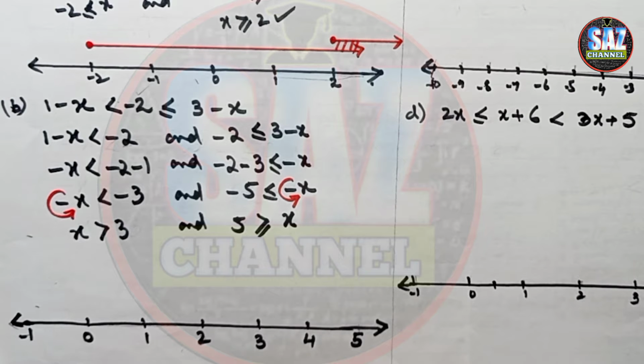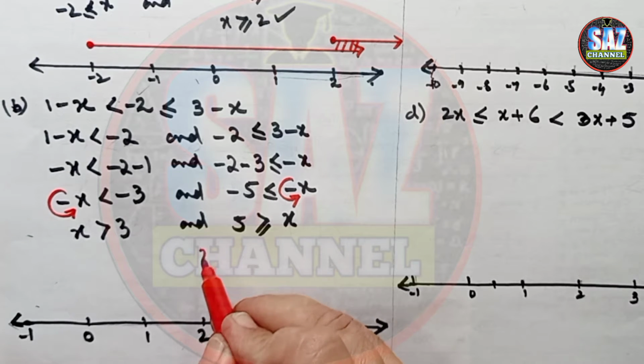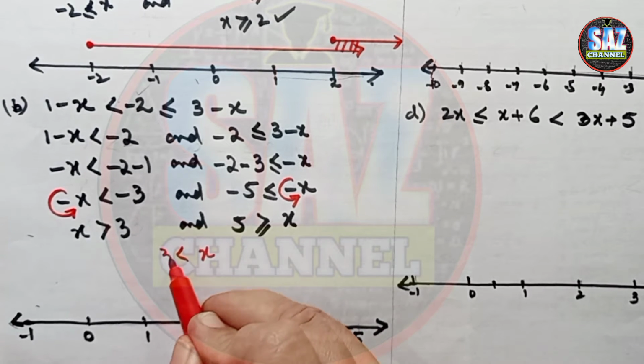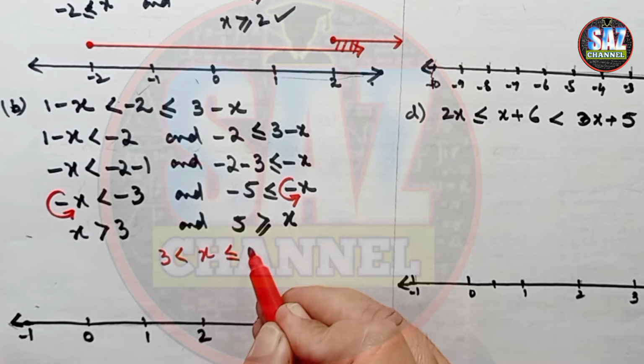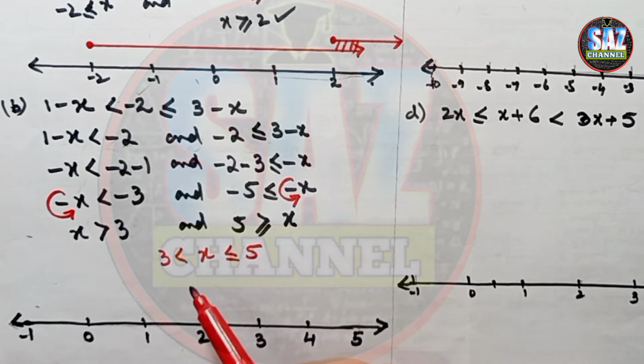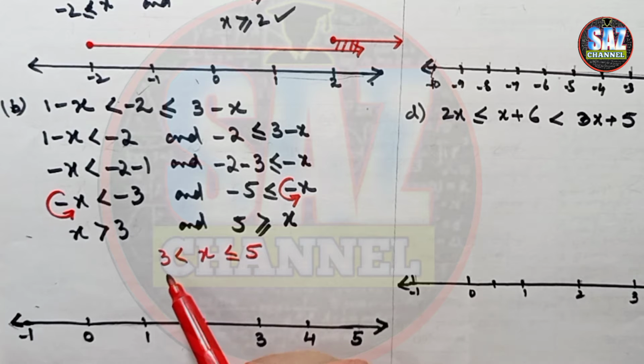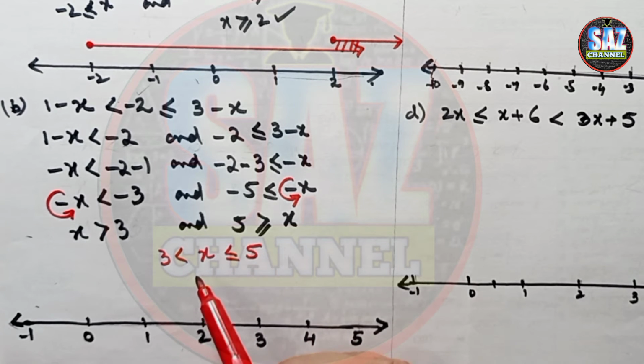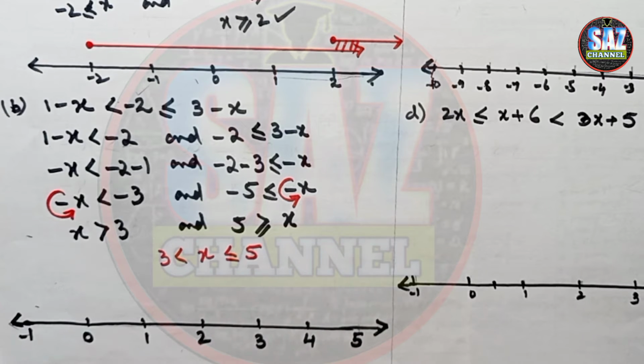So I have to write the range of values of x: x is greater than 3 but less than equal to 5. So for this question, the values of x which will satisfy both the inequalities will begin after 3 and end at 5. So possible values of x can be 4 and 5. Let's show the solution on the number line.